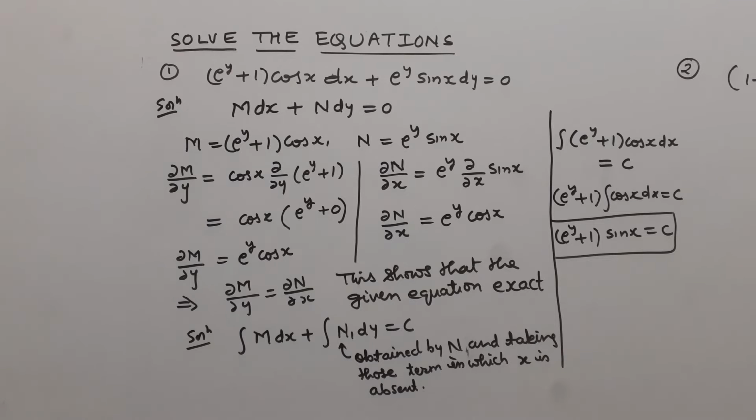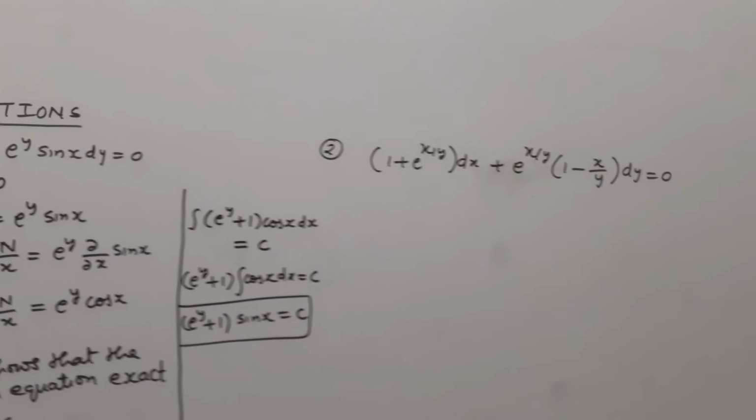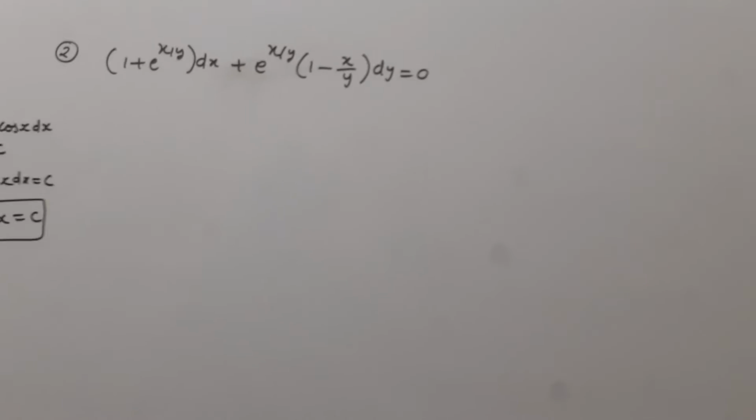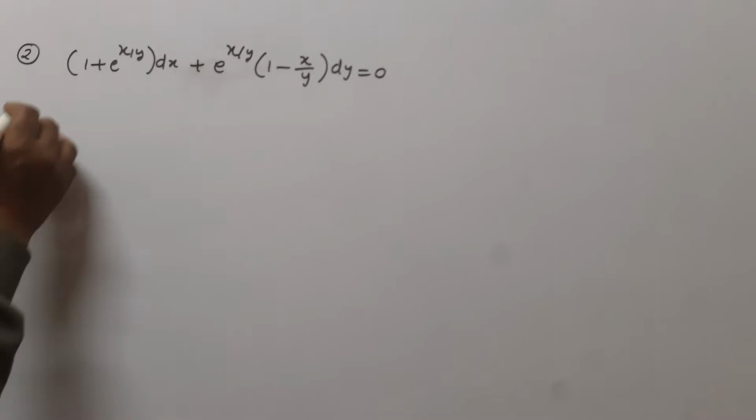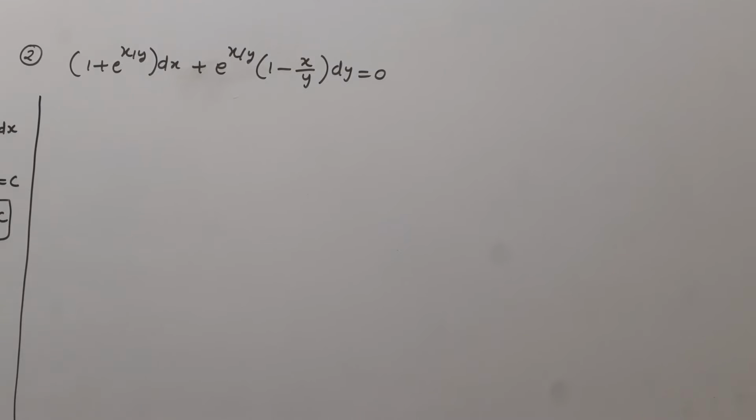Now we solve the second question, that is 1 plus e to the power x by y dx plus e to the power x by y multiplied by 1 minus x by y dy is equal to 0.